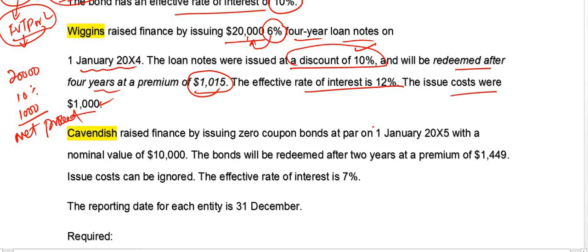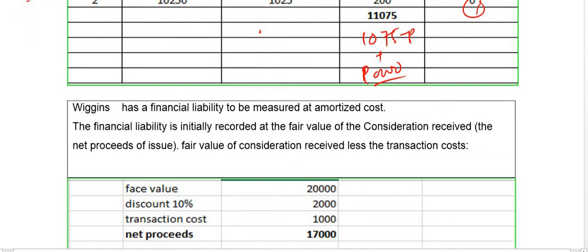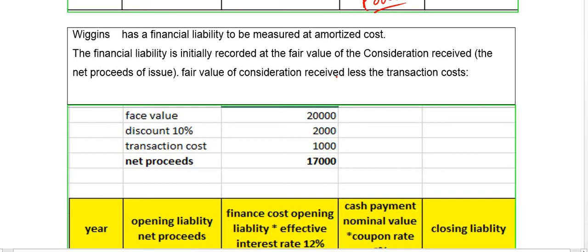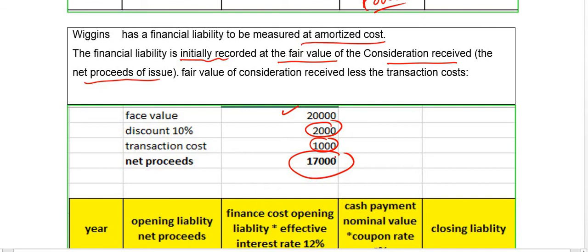Okay, now let's move on. We have to check the calculation. So here, W has a financial liability to be measured at amortized cost. Normally we measure at amortized cost. So the financial liability is initially recorded at fair value of the consideration received, the net proceed of issue. Net proceed of issue means that you have to deduct the amount. Like this is the nominal value, and you have discount 10%, this is 2,000, and the transaction cost, issue cost is this amount. So the net proceed will be the initial measurement. Now the fair value of the received is net of transaction cost already.